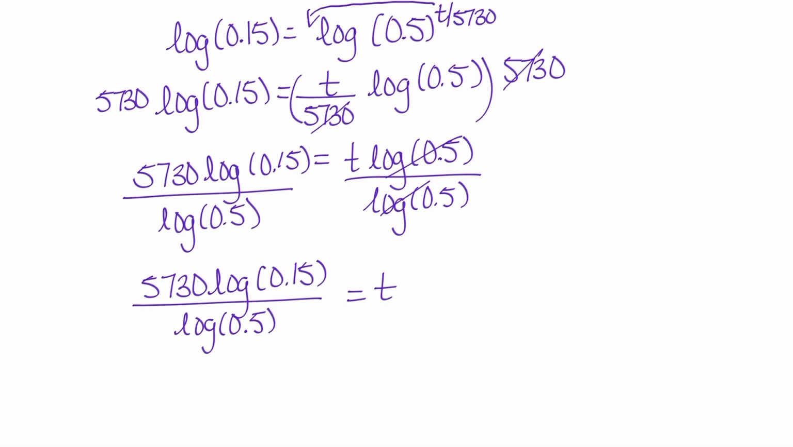So that is my exact answer, but I can get an approximate answer using my calculator, right? I'm going to type this all in. So I do 5730 log of 0.15 and then hit enter and divide by the log of 0.5.